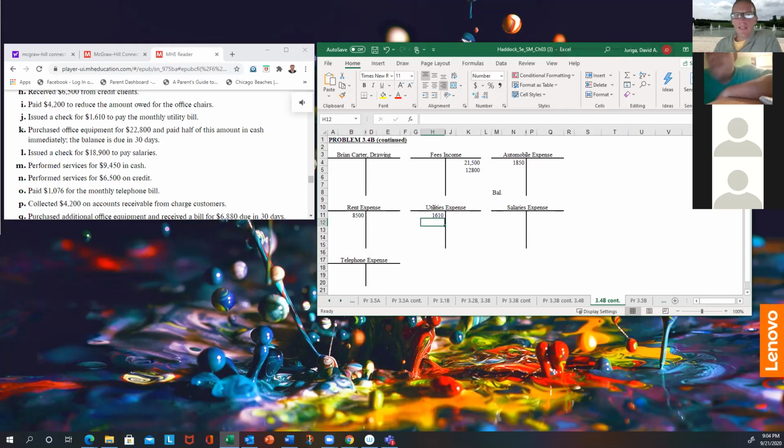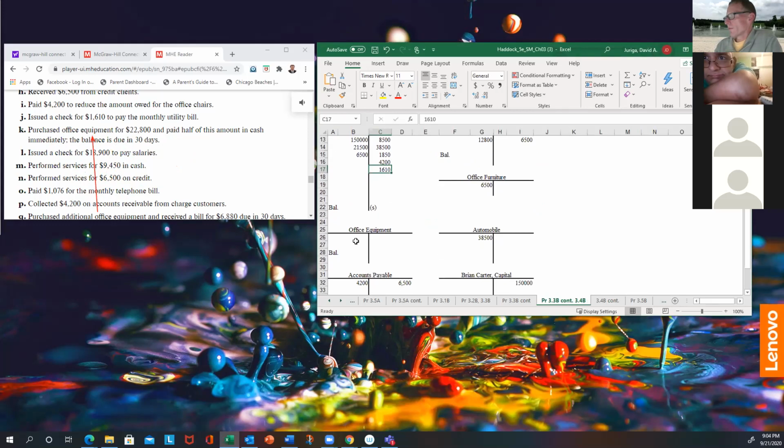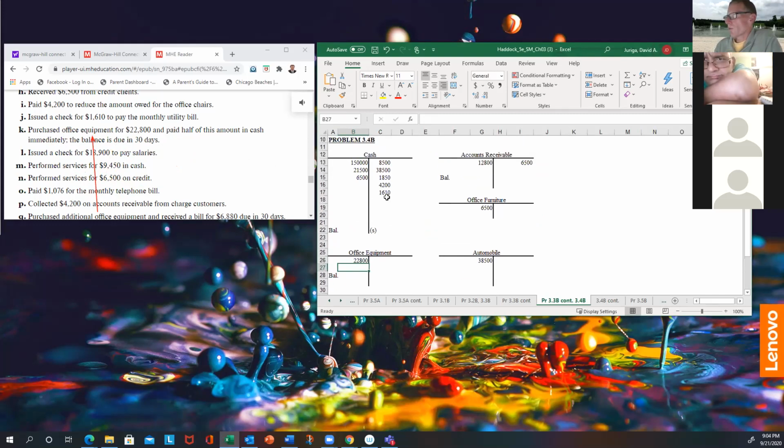All right, letter K gets interesting. Letter K, we purchased office equipment, 22.8. Paid half in cash, the balance is due in 30 days. So office equipment. You debit office equipment. Let's go to office equipment. You say debit, it means increase. 22.8. And then paying half in cash. So how much goes to cash? How much gets credited in cash? 11,000.